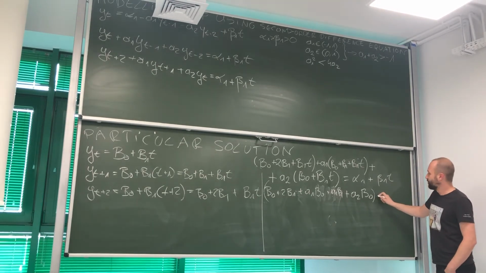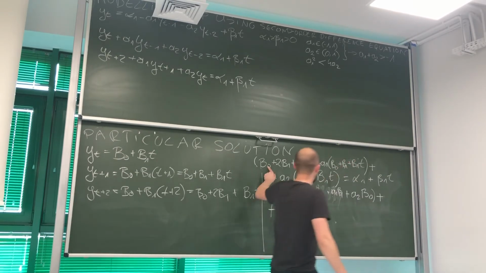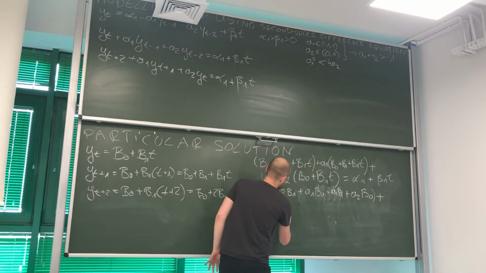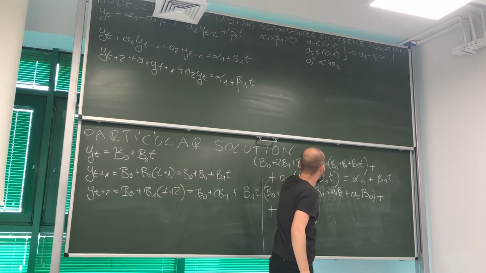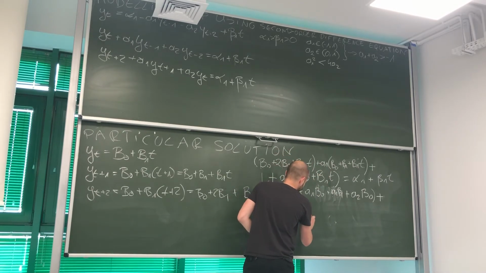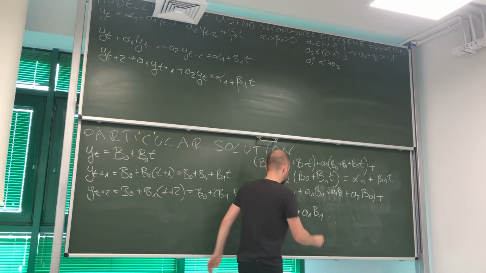So, what do we need to add here? We need to now add all the expressions with t. So we've got b1, then we've got a1 b1, and we've got a2 b1.